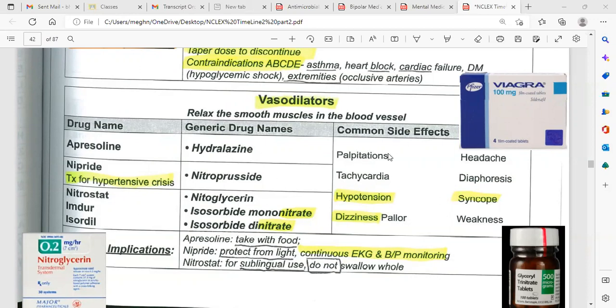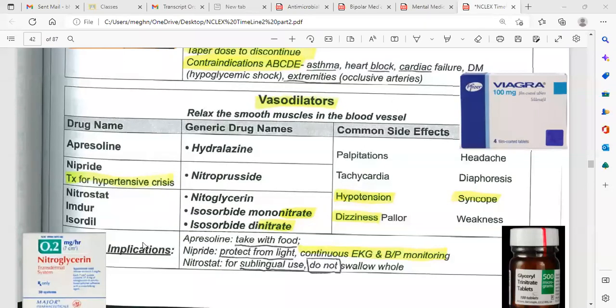The most common side effects, they can cause palpitation, tachycardia, hypotension, dizziness, headache, diaphoresis, syncope, and weakness.